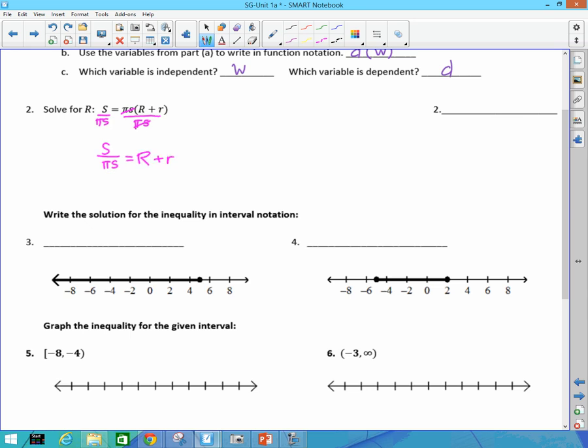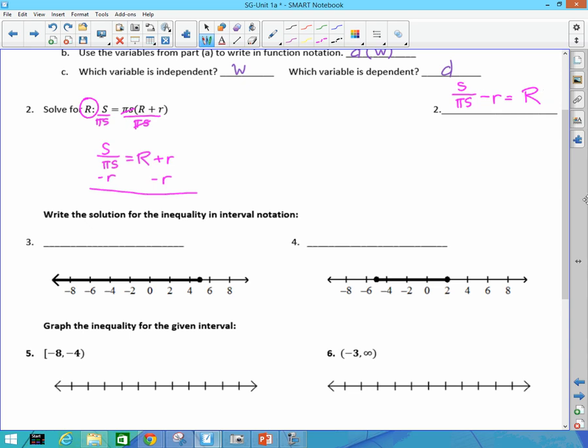And if I'm solving for big R, then that means I've got to get rid of whatever else is over there. So we subtract. Remember, you've got to show me these steps to get full credit for this problem. So that gives me big S over pi times little s, minus little r, equals big R. And if you flip those two, that's fine.